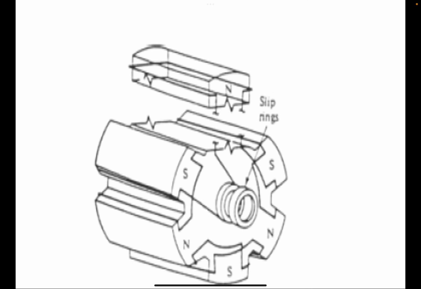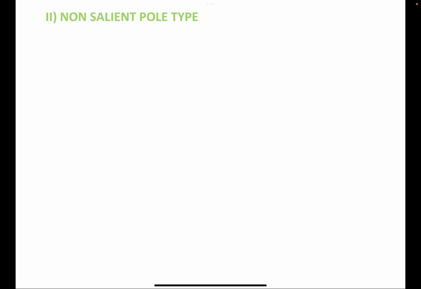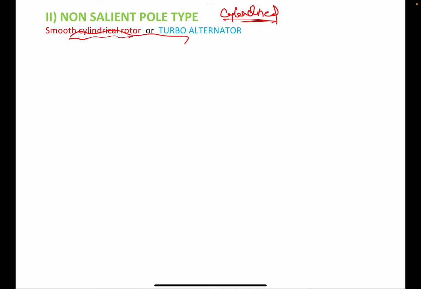Next one is the non-salient type. There is a second type, the non-salient type, or the easiest name, cylindrical type rotor, also called turbo alternator. Why we call it that, we'll try to discuss here. Cylindrical type rotor.